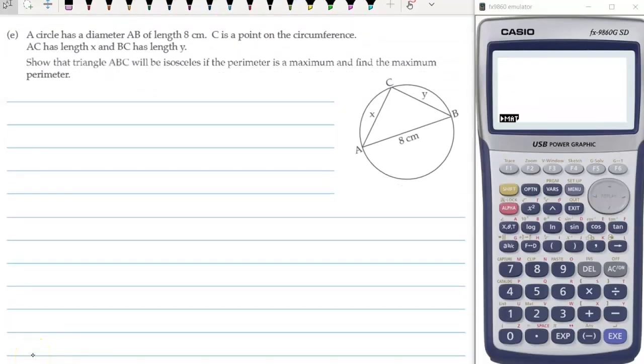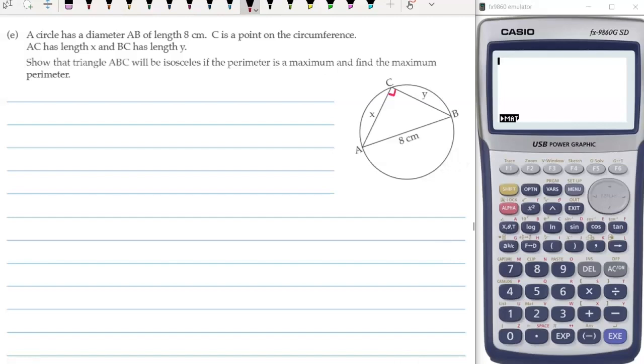Okay, final question from this paper now. We've got some information about this circle. We have the angle inside on a diameter. We know that that's always 90 degrees, so I'm just going to write that on before we start thinking about anything else.